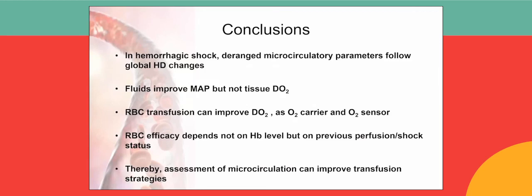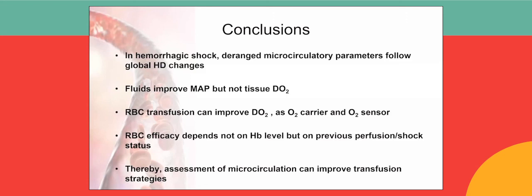So with this, I would like to conclude by saying that during hemorrhagic shock, the microcirculation parameters follow those of the global hemodynamic derangements. Fluids do not improve tissue saturation, but blood does, and thereby blood may not only be a carrier of oxygen, but may also be beneficial because of its abilities as an oxygen sensor by modifying the vasomotor tone of the microcirculation.